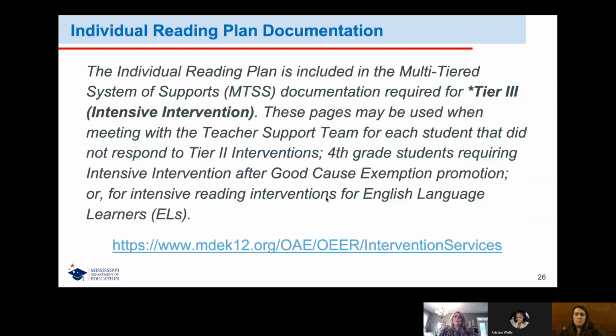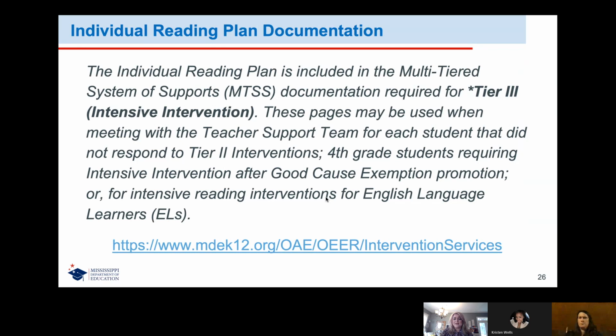So why is it so important for us to talk about MTSS when we're talking about the individual reading plan? The IRP is included in the MTSS documentation packet that is required for our Tier 3 kids. These pages may be used when meeting with the TST for each student that did not respond to Tier 2 interventions. It can also be used for our fourth grade students requiring intensive interventions after a good cause exemption promotion, or for intensive reading interventions for our English learner students.